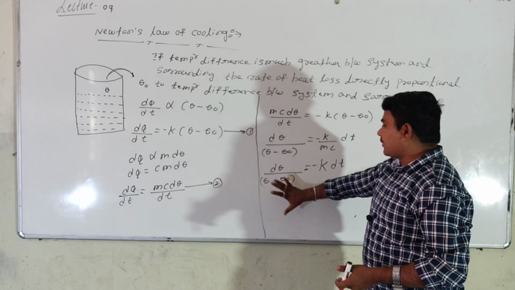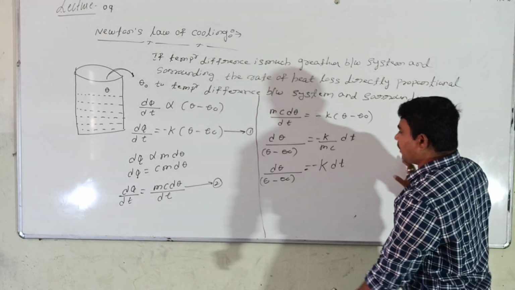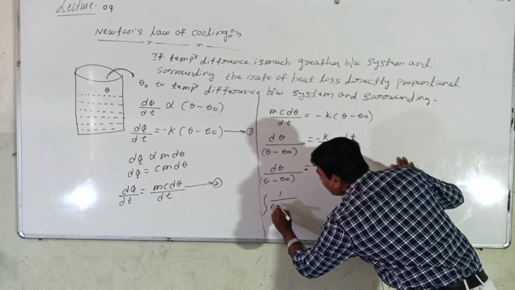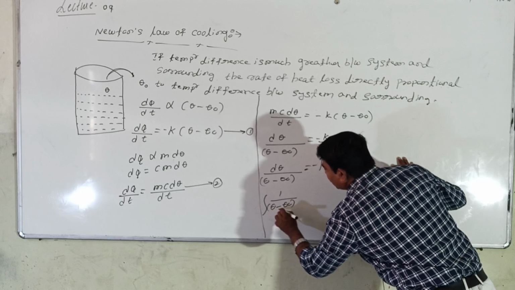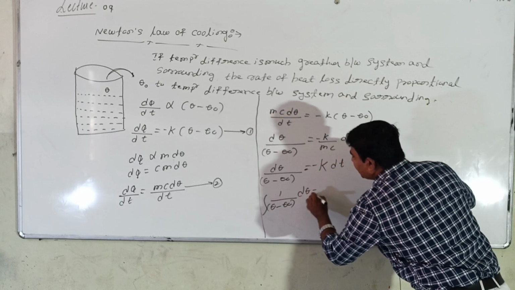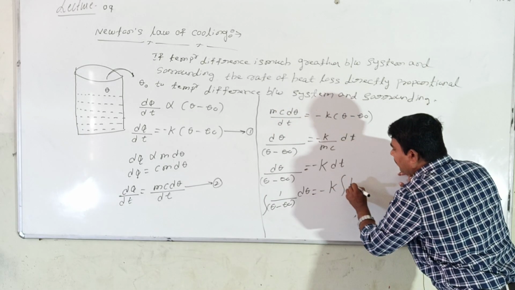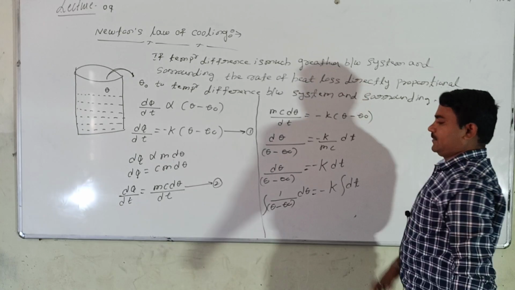Now integrate this equation on both sides. Integration means what to do here? Shall I take the integration of 1 divided by theta minus theta naught into d theta? Here capital K is a constant. Integration of how much? dt.